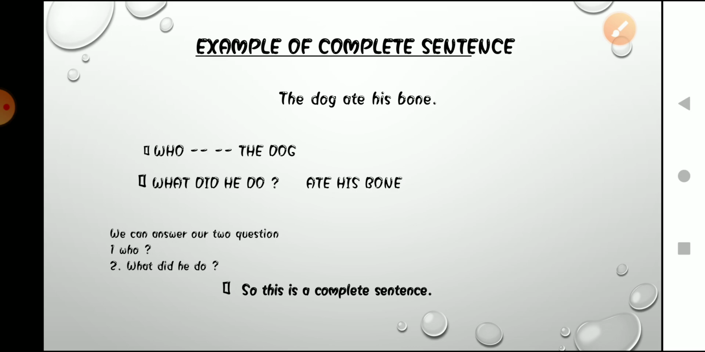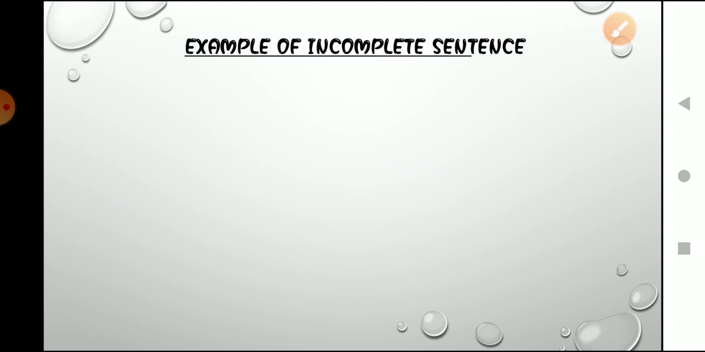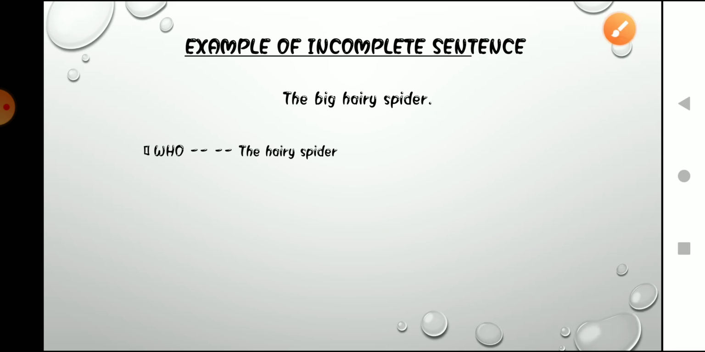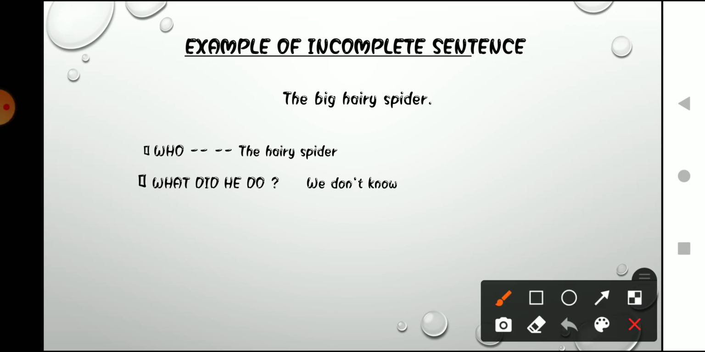Let's see another example, of an incomplete sentence. How can we say that a sentence is incomplete? The sentence is "The big hairy spider." In this, who are we talking about? We are talking about the big hairy spider, right? But can you identify by reading this sentence what he is doing? No, we can't, right? We can't identify it because it is not complete information. It's only written "the big hairy spider."